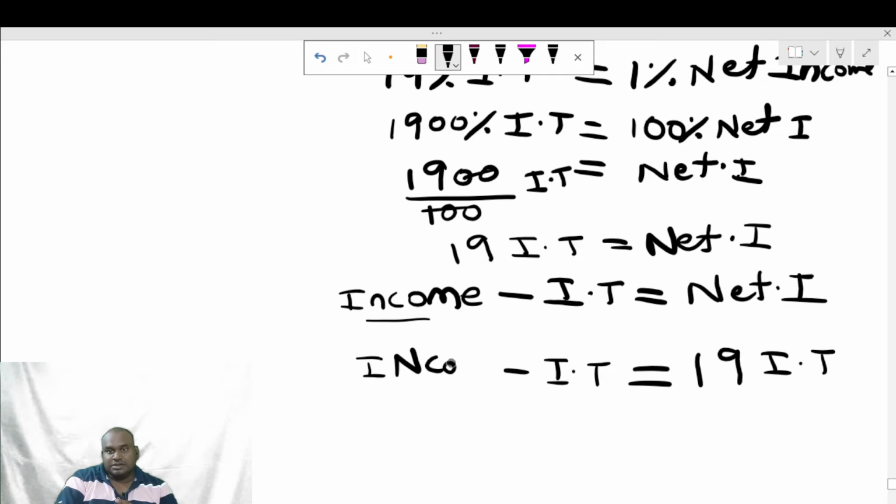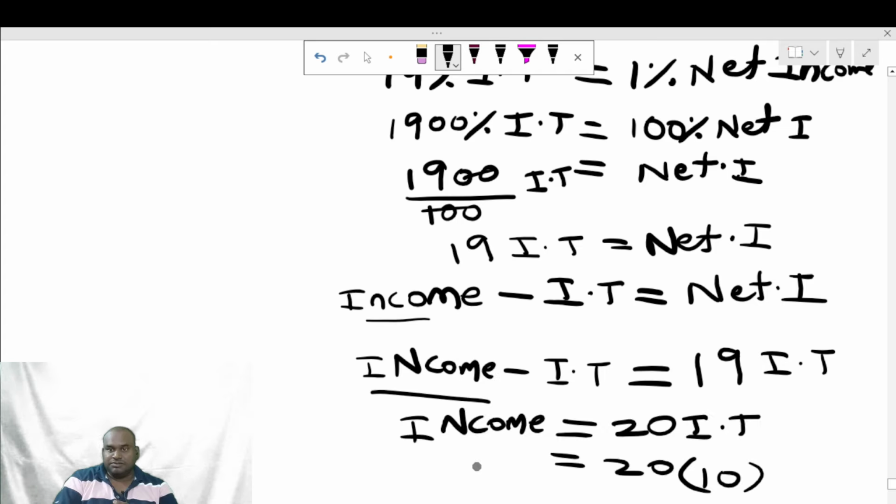Suppose if 10 rupees of income tax is given on me, what will be my income? 200. So income tax percentage is nothing but 10 out of 200. So from this, see, I'm writing it here.